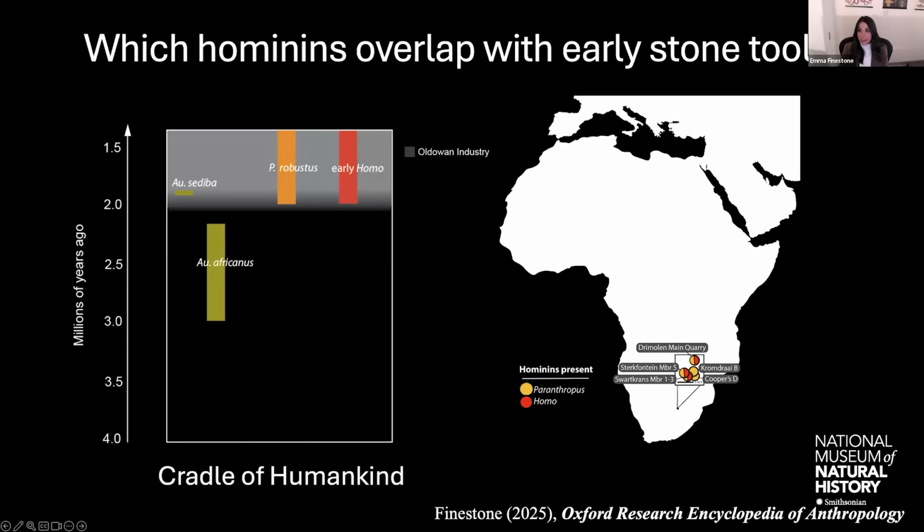And the Oldowan industry here, again, has quite a lot of overlap between Paranthropus and Homo, although Paranthropus are found at more sites, and so similar to the Eastern African sites or the Eastern Rift sites, this suggests that really either of them could have been making or using these tool assemblages. Although, again, in both of these regions, it's clear Homo is making and using tools. All members of genus Homo seem to be tool users. The question is whether Paranthropus was also engaging in tool use.